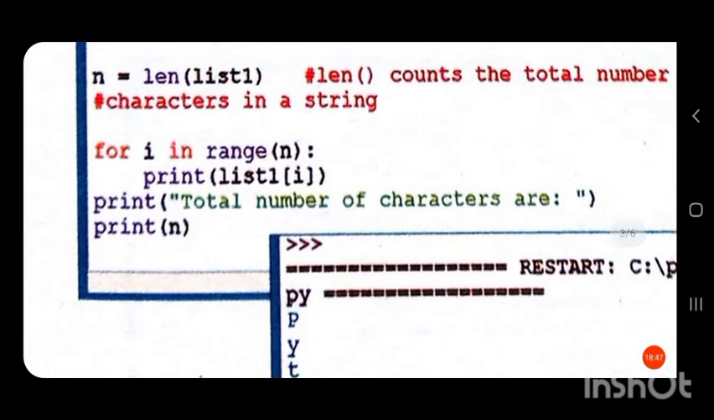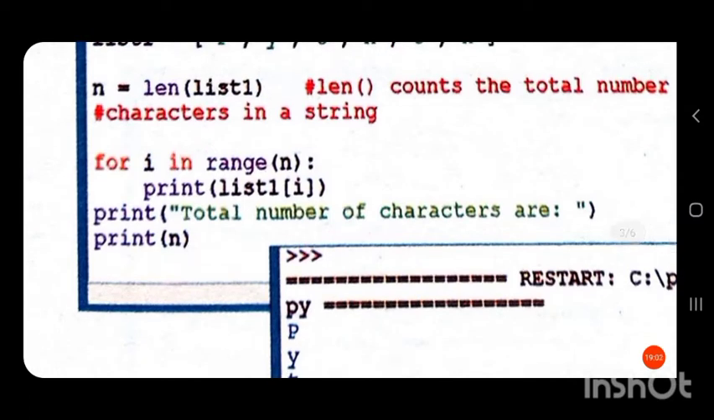Now the fourth statement begins. For i in range(n). That is, in the range function only one parameter, or one argument, is given. The range function has three arguments: start, stop and step. Here only one argument is given, so that argument will be considered as stop.